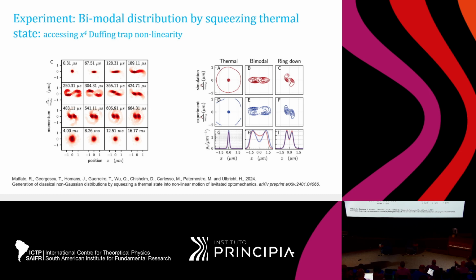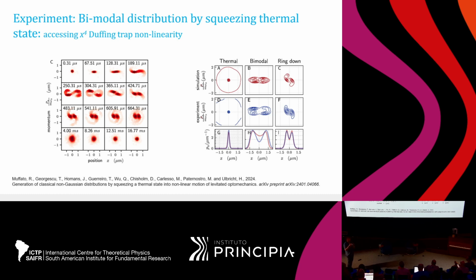And what's the reason for this? The reason is that you basically push your state in your trap into a regime where you get effects of nonlinearities, right? If you have a harmonic trap, it becomes anharmonic if you are on the edge, far away from the center. And what this means is that if your particle population is experiencing these nonlinearities, then it travels with a different speed. So in this phase space picture, it means that you get these kinds of spirals.